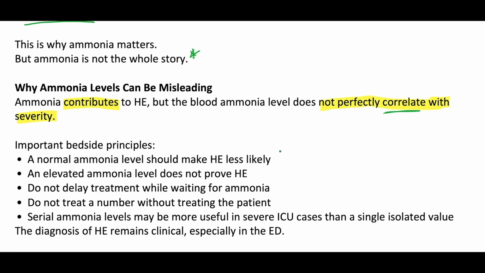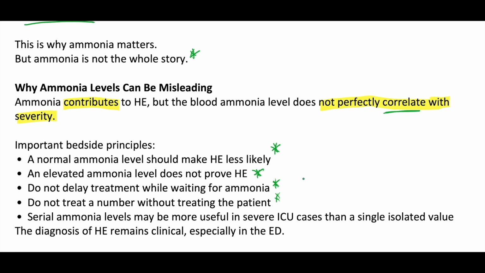A normal ammonia level should make hepatic encephalopathy less likely, but it does not make it impossible, especially mildly. An elevated ammonia level, though, does not prove hepatic encephalopathy. Think clinical: confusion, asterixis, all that stuff that we'll get into. You shouldn't delay treatment while waiting for ammonia if the patient has a really significant clinical exam to suggest hepatic encephalopathy. So don't just treat the number, treat the patient.